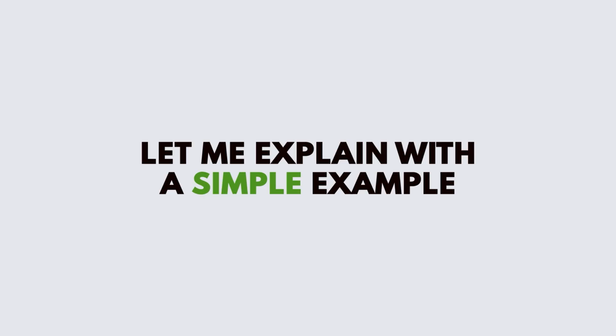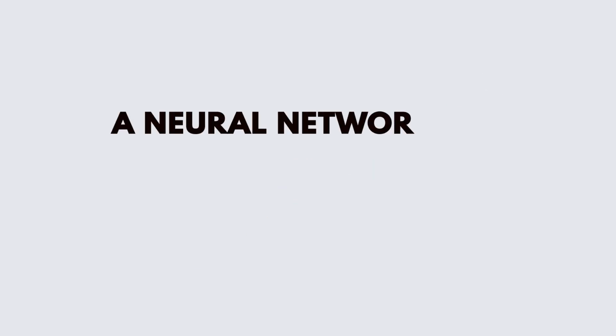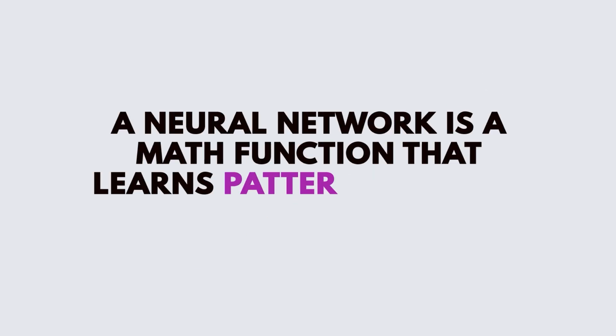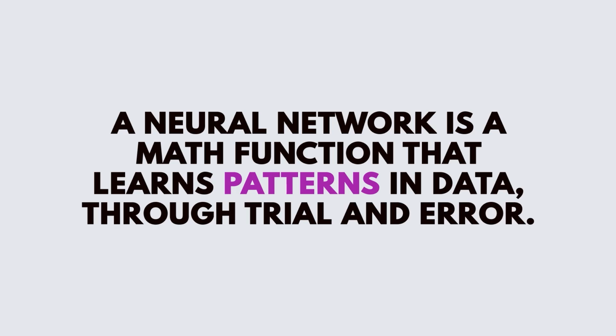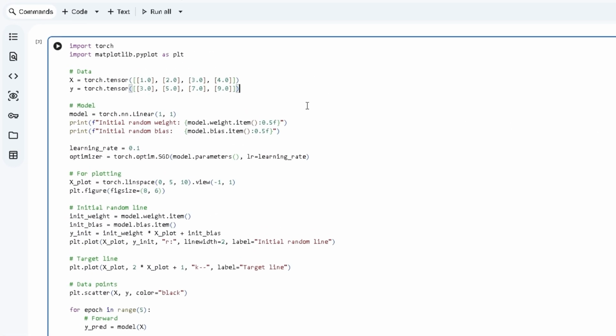So let me explain with a simple example where we'll have a model predict the weight and bias of a linear function. A neural network is a math function that learns patterns in data through trial and error, which is exactly what this code does. Models need a dataset to be trained on. This is our dataset with 4 data points. All x values are the inputs, and y is what the model should be predicting correctly at the end.